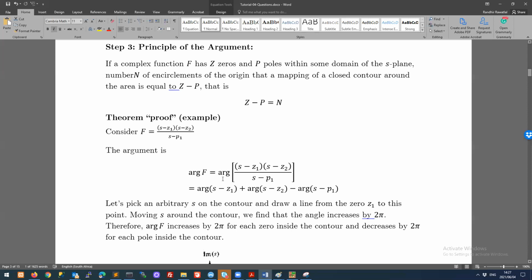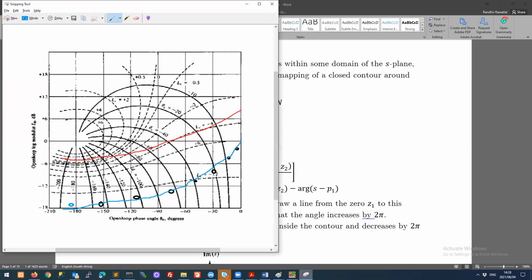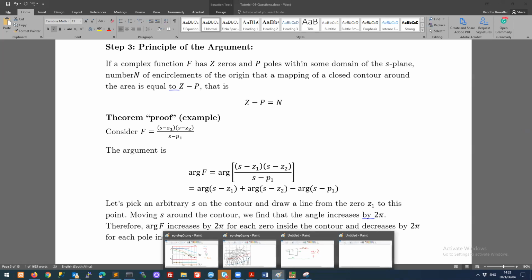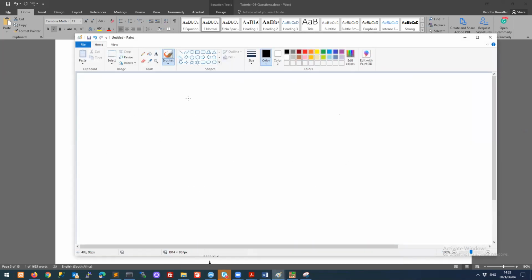Now, in factoid number 3, if you like, we are using what's called the principle of the argument. This comes from the field of complex analysis, where it's telling us if we have some function f, which has z zeros and p poles, right? So let's think about what that means. So if you've got some function, here's the S-plane. Here's the imaginary part and there's the real part. And then you've got some function.